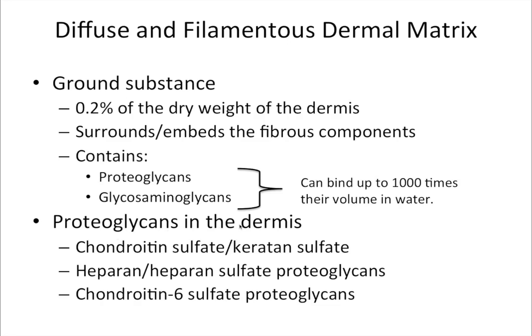The proteoglycans, there's three principal types that are present in the dermis. We have the chondroitin sulfate keratin sulfate pair, so they come in pairs essentially. You'll see what I mean when I show you the illustration of the molecule. You also have heparin sulfate proteoglycans, and we also have chondroitin 6 sulfate proteoglycans.